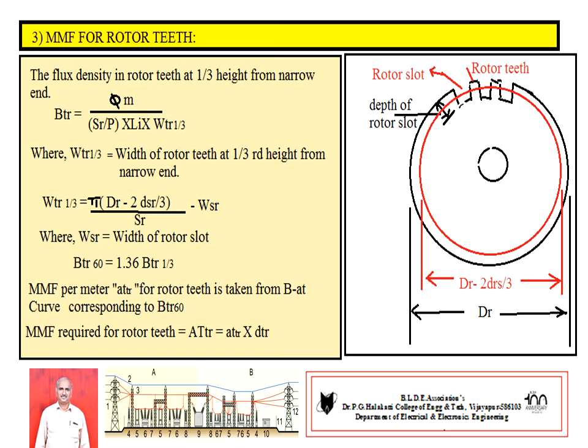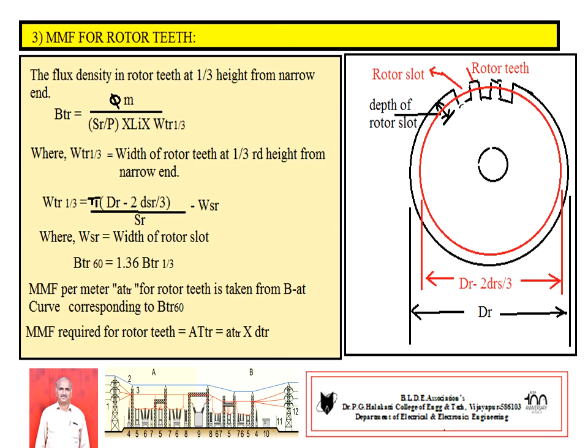BTR at 1/3: Phi m divided by SR divided by P into Li into WTR 1/3. So BTR 1/3 comes from this expression, then multiply by 1.36, we are getting BTR 60. You are converting flux density at 60 degree.